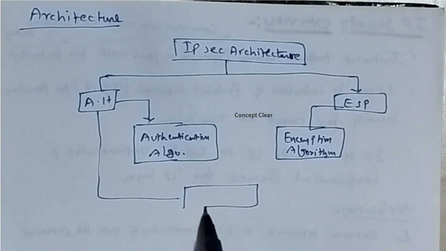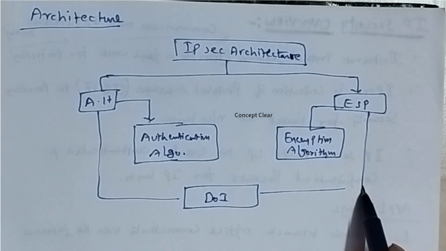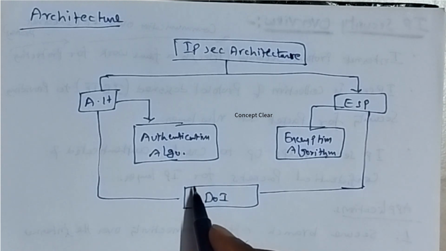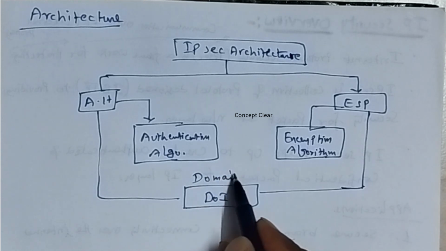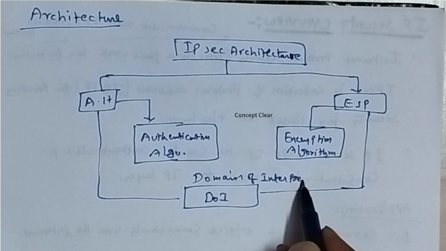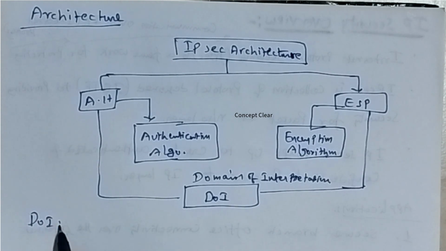These two will be added with the DOI. What is the meaning of DOI? It means domain of interpretation. It identifies which supports both authentication algorithms as well as the cryptography algorithms like encryption.